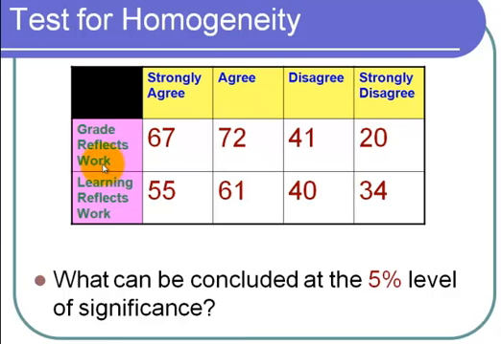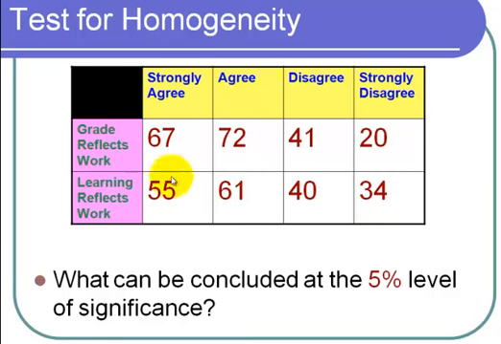And the first row is going to be the answers to the grade reflects the work that was done. And the second is that the learning reflects the work that was done. And here is the data. Notice that they're not all the same numbers, right? We have a 72 and a 61, a 20 and a 34.